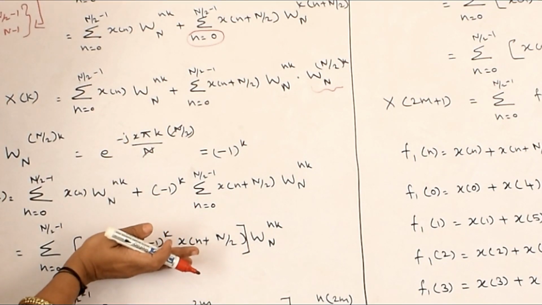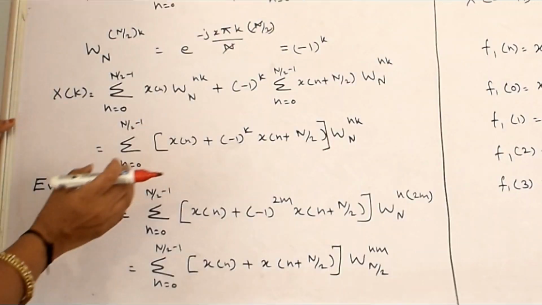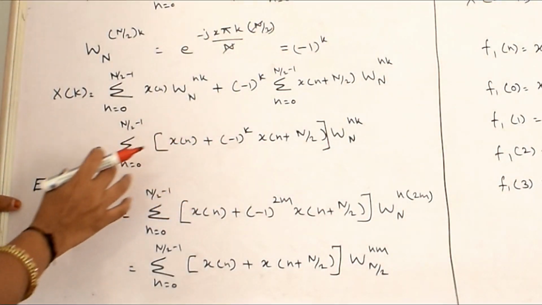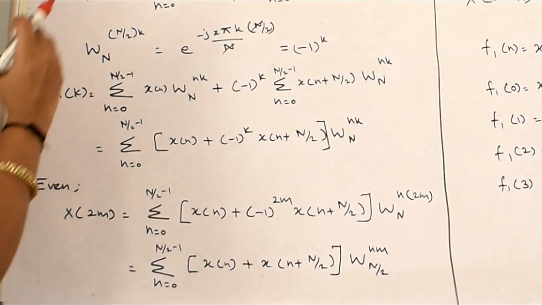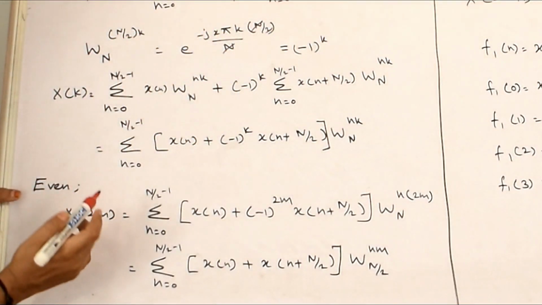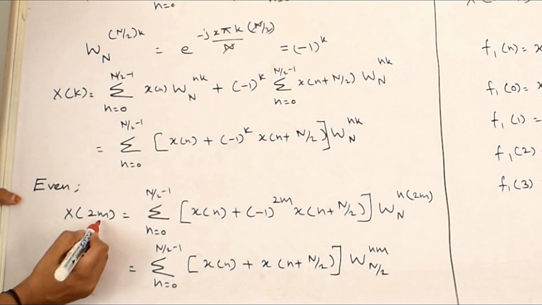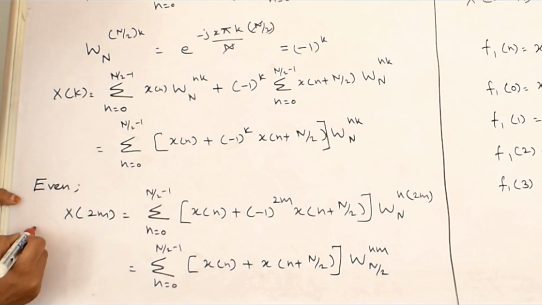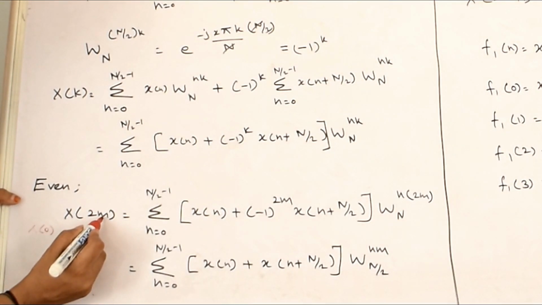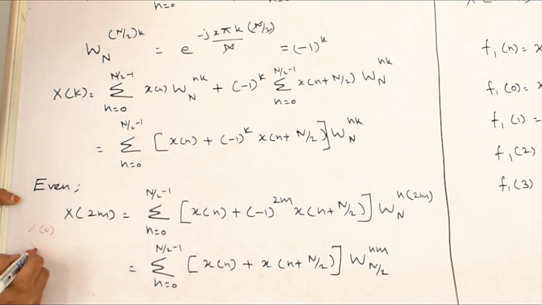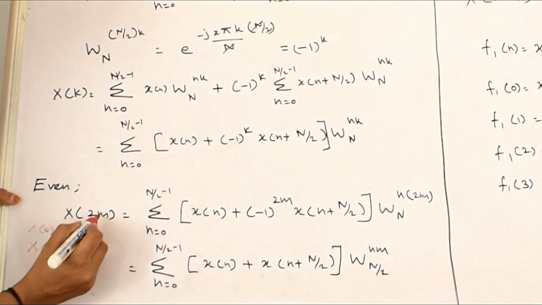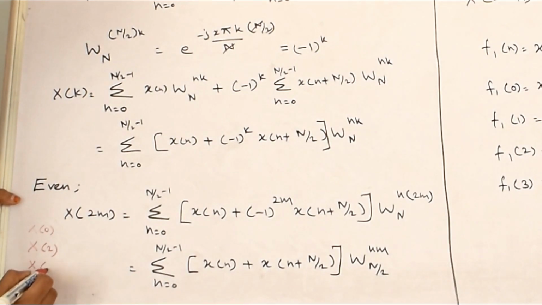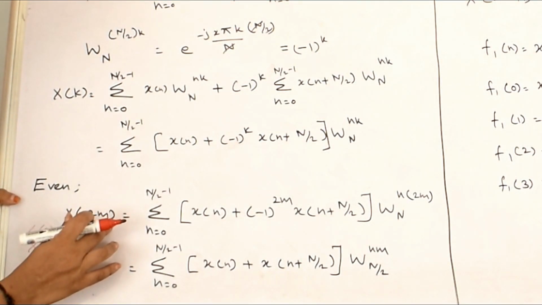Okay. From this equation, I am splitting the term into two halves for even and odd. For even I am considering x of 2m. If you substitute 0, you will get x of 0. If you substitute 1 instead of m, you will get x of 2. If you substitute 2, you will get x of 4. So I am getting the even terms for x of 2m.